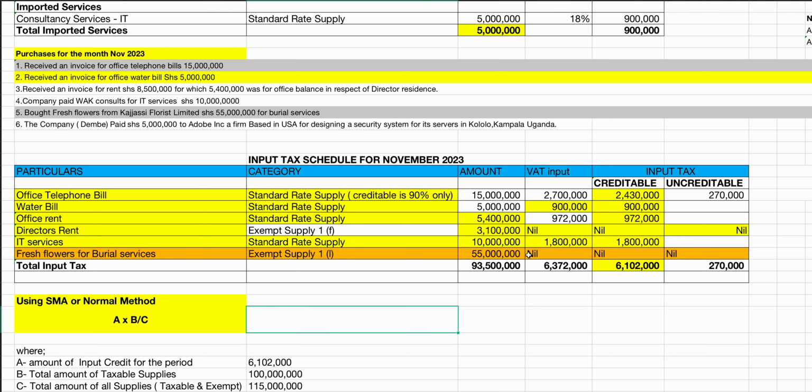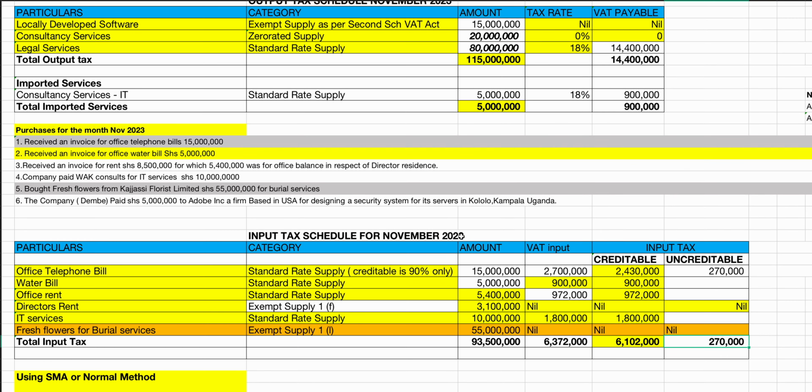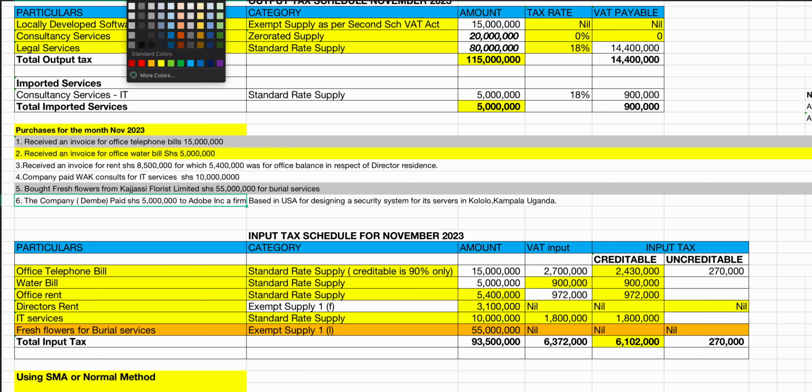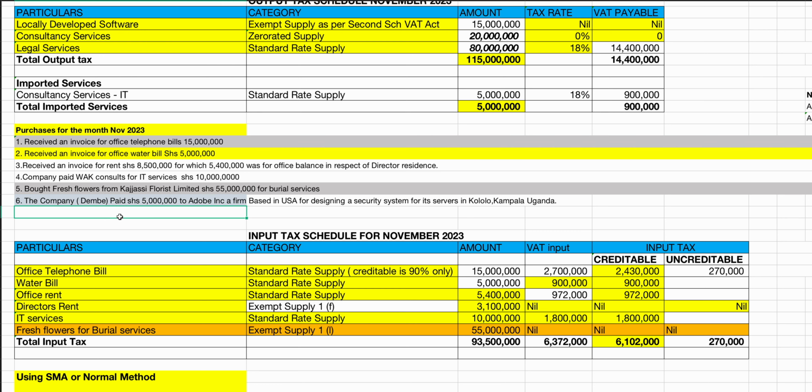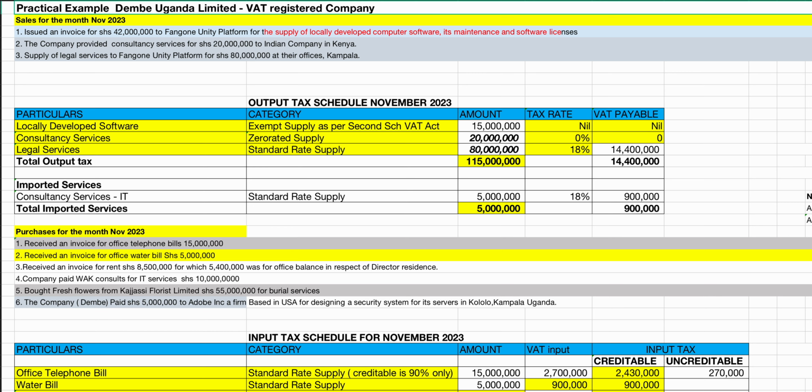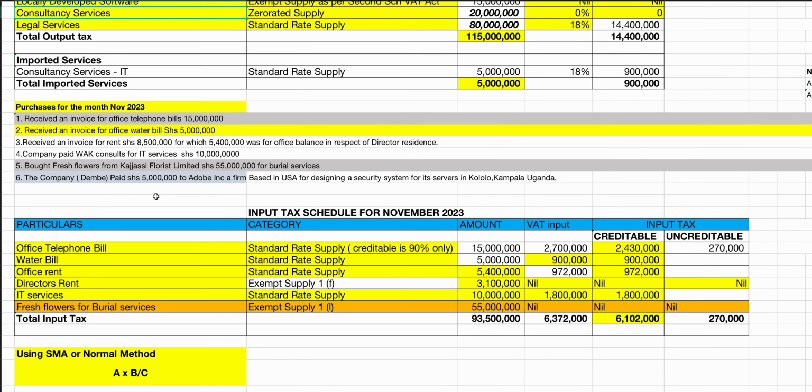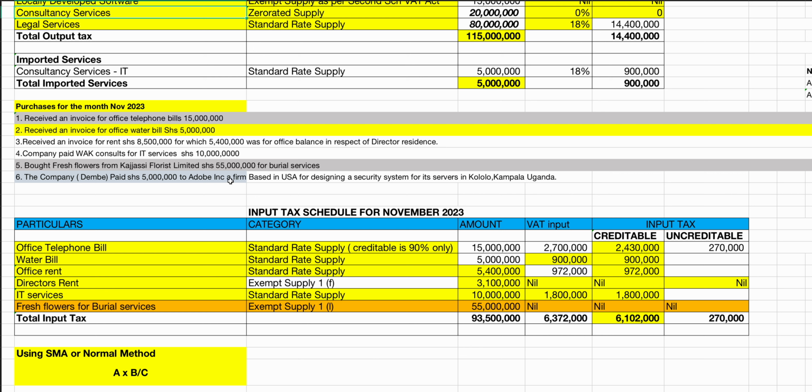So after that, we get our total creditable input as 6.1 million, and then 270 as uncreditable input. Now, once we are done with all that, we have one more here, item 6. Item 6 says the company Dembe, the Ugandan-based company, paid 5 million to Adobe Incorporation, a firm based in the US, for designing a security system for its servers in Kololo.